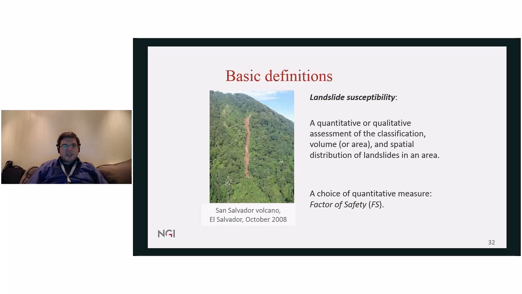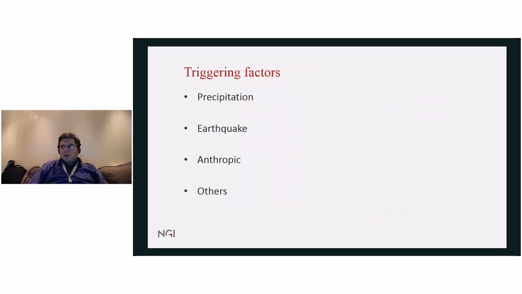Some basic definitions, we continue. Landslide susceptibility, we can somehow relate it to factor of safety as a conditioning factor. When it comes to triggering factors, we have precipitation, earthquake, anthropic, and other factors.